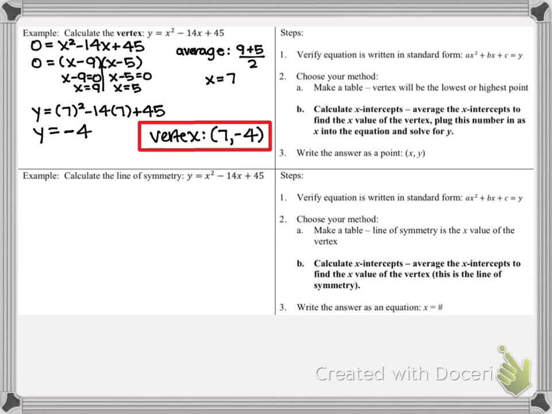Additionally, to be able to do the line of symmetry, we would go through the exact same process. You notice these questions are the same. We know that this is a vertically oriented parabola, which means the line of symmetry is going to be x equals, and we take the x value of the vertex.